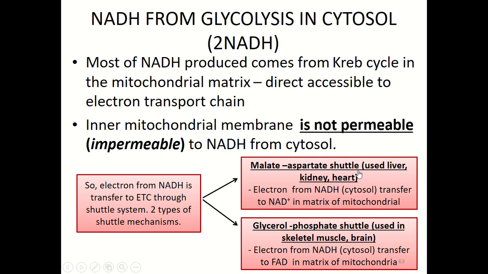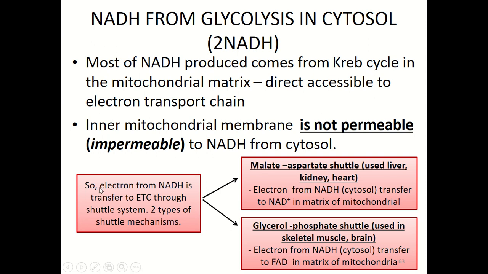So where do we get the NADH actually? Most of the NADH in the electron transport chain is produced from the Krebs cycle and also glycolysis in the mitochondrial matrix, so it is directly accessible to the electron transport chain. Meanwhile, the inner mitochondrial membrane is not permeable to NADH from the cytosol. The NADH from the cytosol is produced during the glycolysis process.